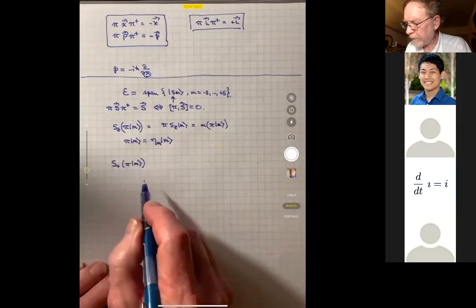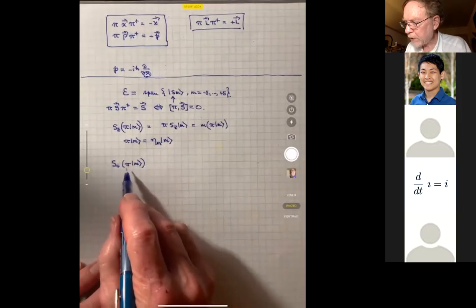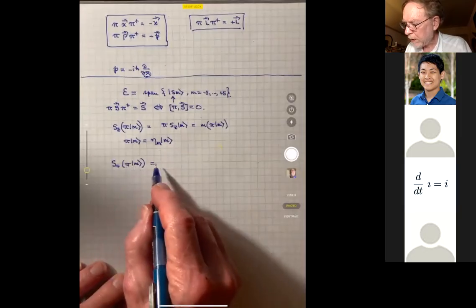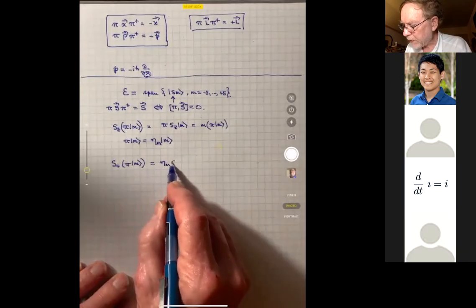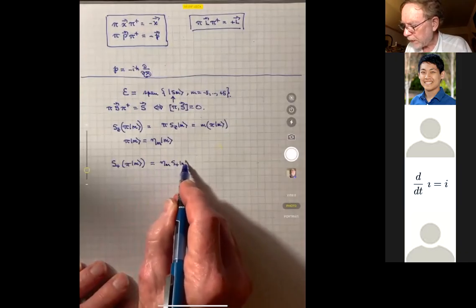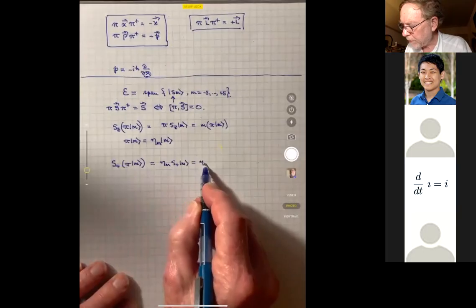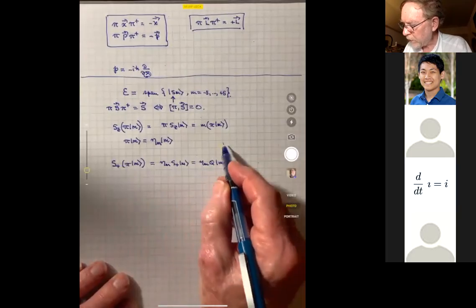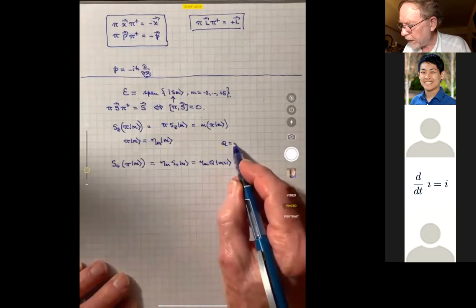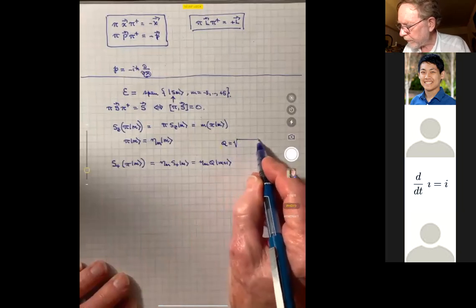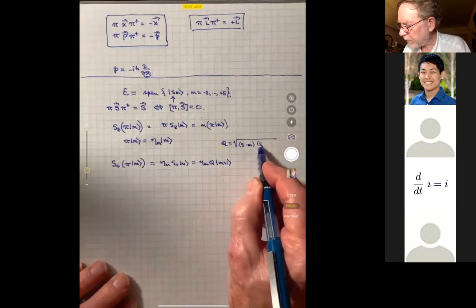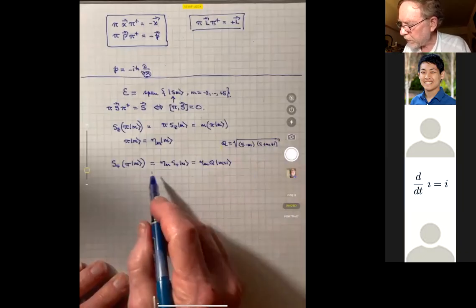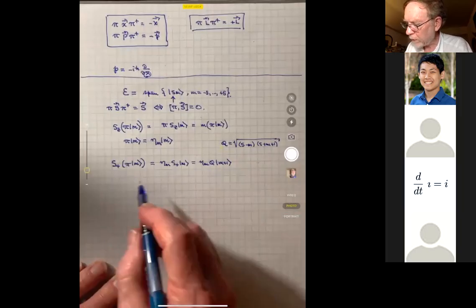Let's do that. We can do this in two stages. If I let pi act on m first, that brings out eta sub m, which is a C number. So this becomes eta sub m times S plus acting on m. And I'm going to write this as eta sub m times Q times m plus 1, where Q is this square root that comes out from doing the S plus. It's the square root of (S minus m) times (S plus m plus 1), which I get tired of writing, so I'm just going to call it Q. In any case, this is what we get by doing this in this order.